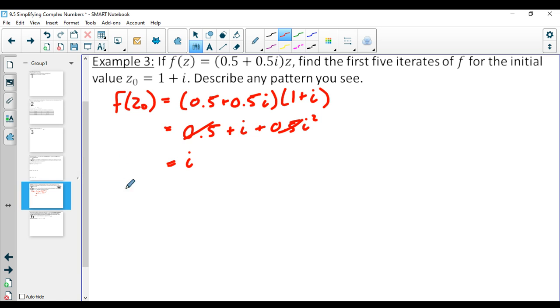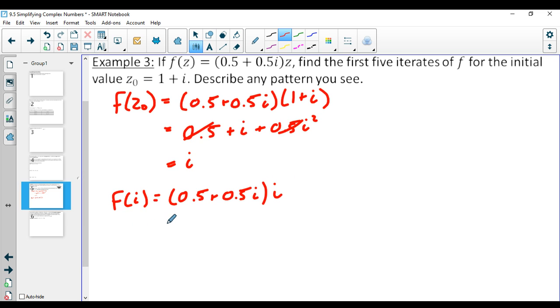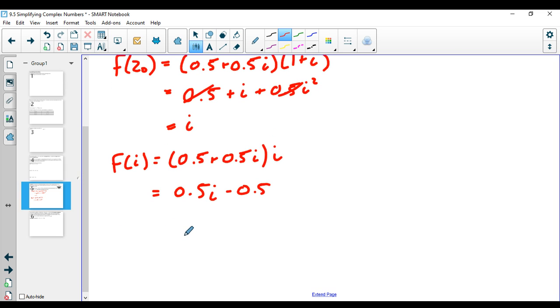So now, that was our first one. Now we plug in f of i. And so that's going to get us 0.5 plus 0.5i times, and now what we're putting in for z is i, right? And so we get 0.5i, right? And then we're going to get 0.5i squared, which is minus 0.5.